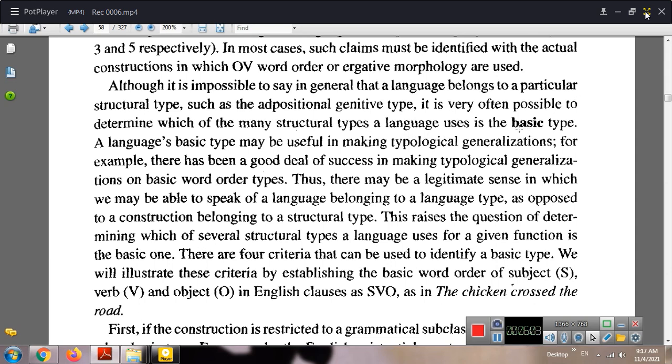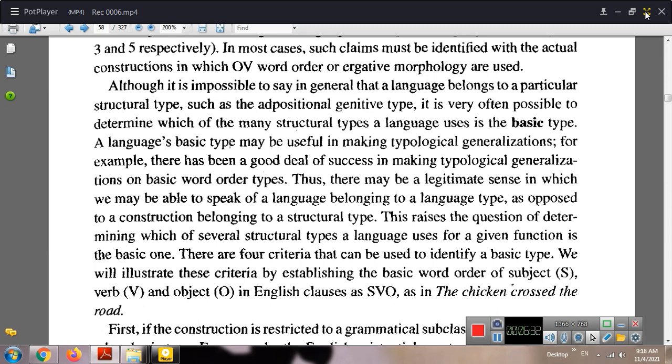Okay, dear student, when we want to show the typology of one language, we should understand the basic type of that language. You know that we have so many structures in language, but which one is the basic? And based on the basic, which is the frequent one, we can consider the typology of that language. Therefore, here we want to find the basic type of each language to give it in one typology.